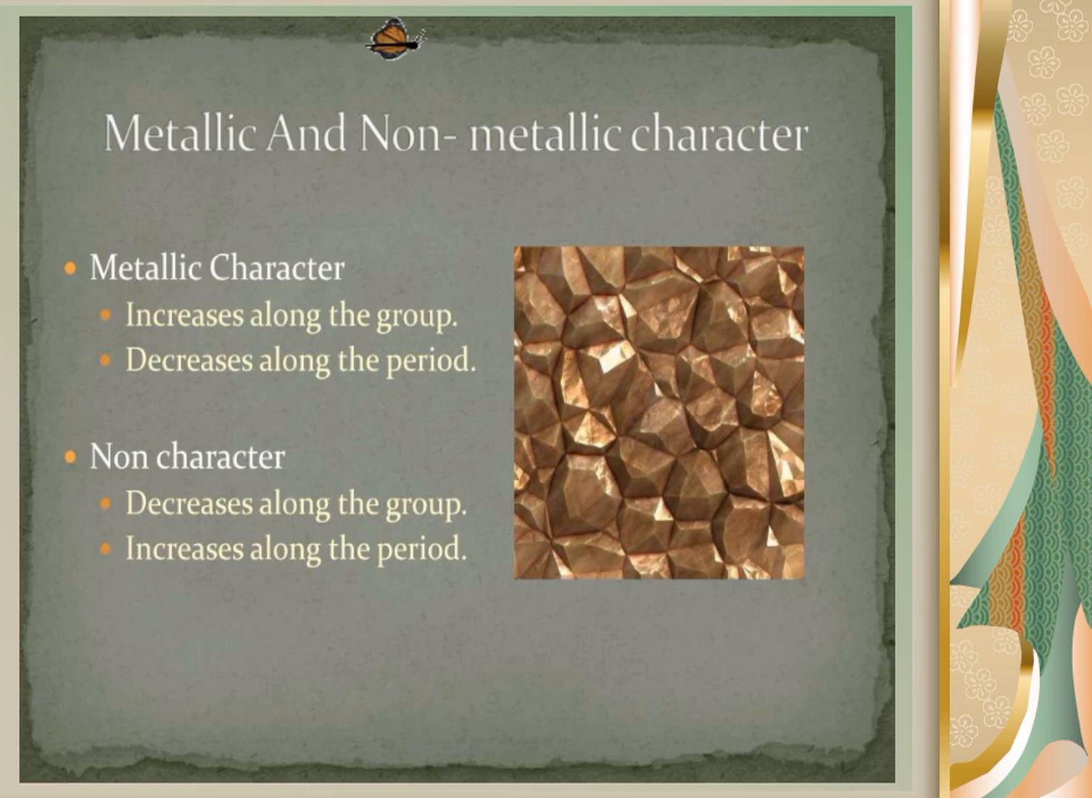That means metallic character increases down the group and decreases along the period, and non-metallic character decreases down the group and increases along the period.